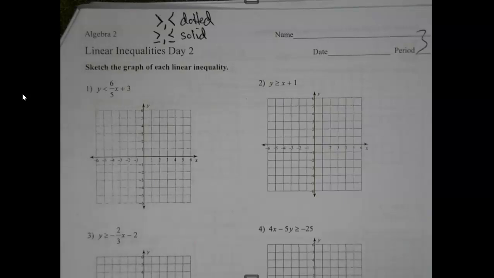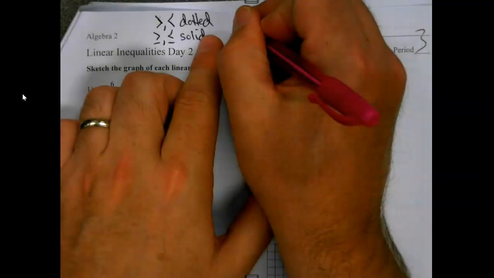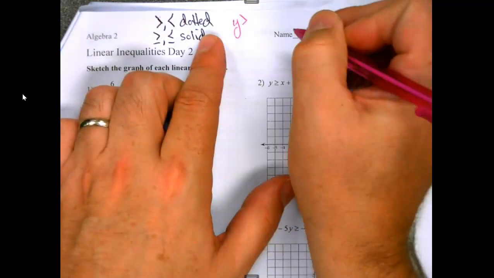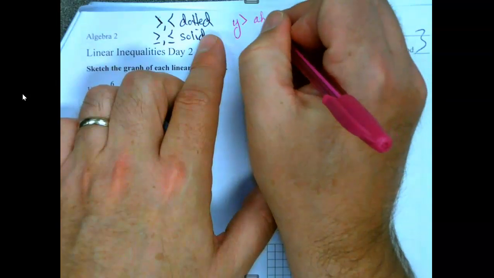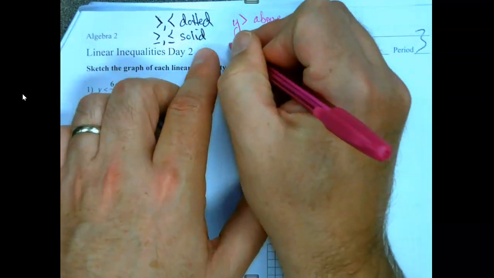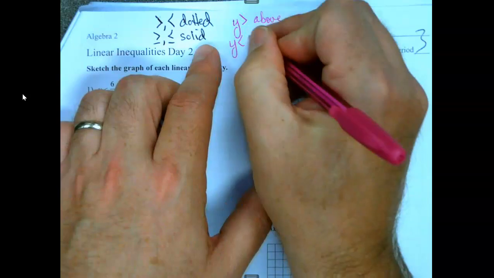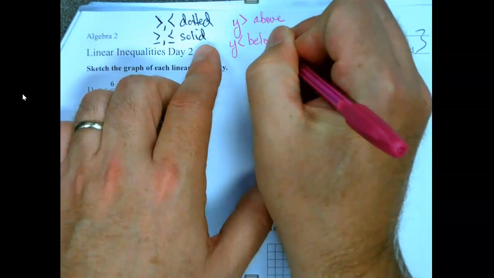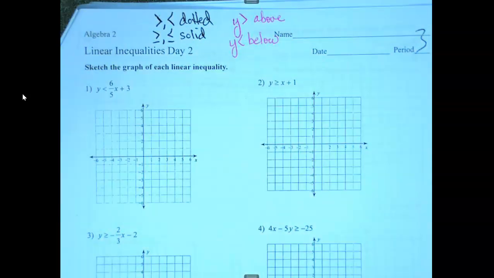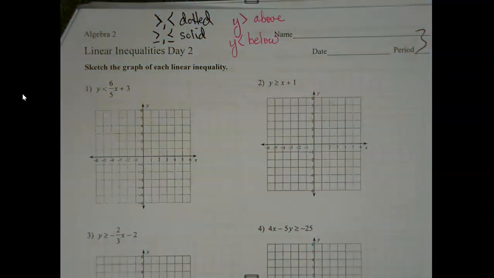The other thing we're going to watch for is where to shade. If the arrow's eating y, we shade above. If the arrow's pointing at y, we go below. If you keep those two things straight, this should be pretty straightforward.